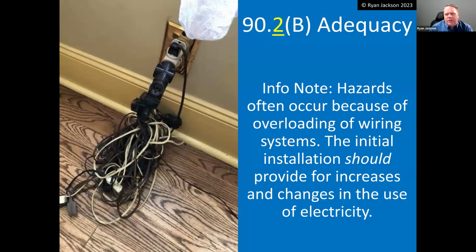Little informational note here in 90.2 also says that hazards often occur because of overloading of wiring systems. Therefore, the initial installation should provide for increases and changes in the use of electricity. Now, this is kind of a mom's hugs and apple pie kind of code section. It would be lovely if we could provide for future changes in the use of electricity. I don't know how possible that is, so the code just kind of says do your best.